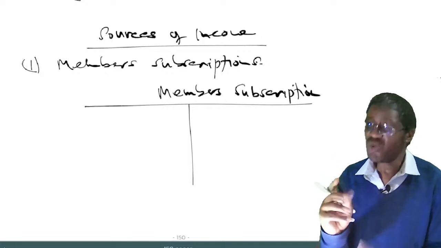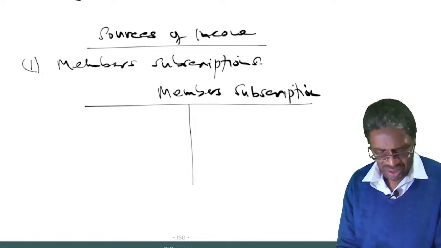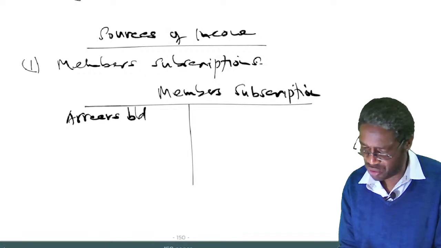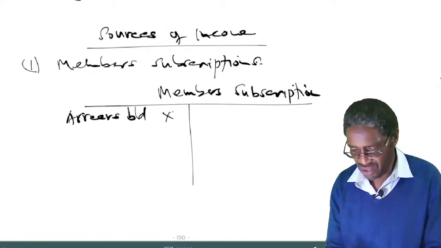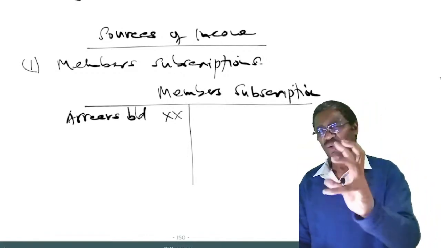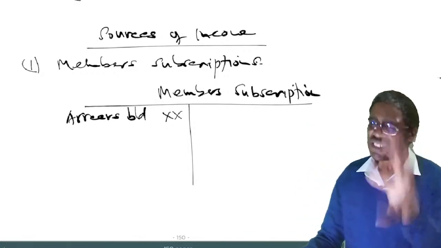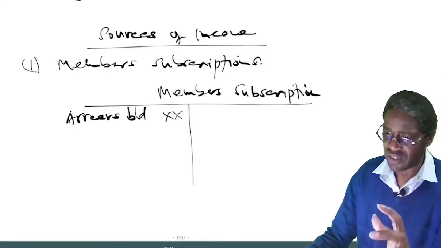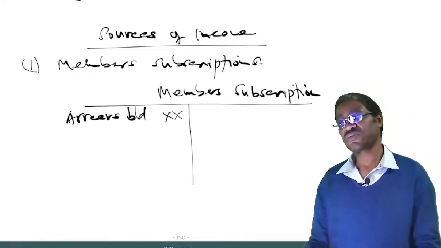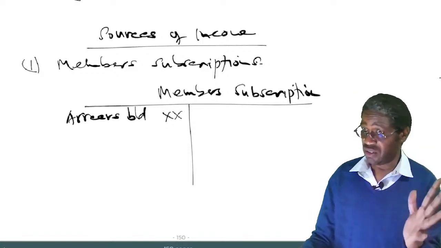That's an asset. We are demanding from them by the beginning. So any subscriptions in arrears brought down is an asset. I do hope you remember, even when we were dealing with adjustments, we were saying any asset by the beginning, just debit. It is the one that you are carrying down that you should be very careful about. Good. So some members had not paid us part of their subscriptions last year.